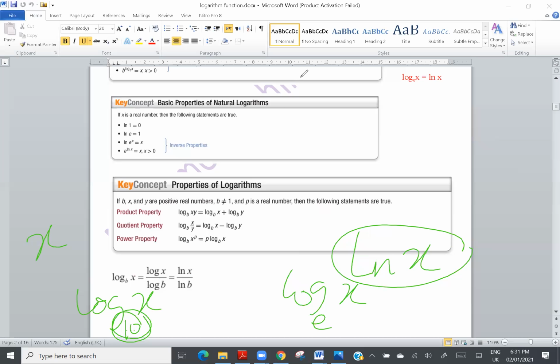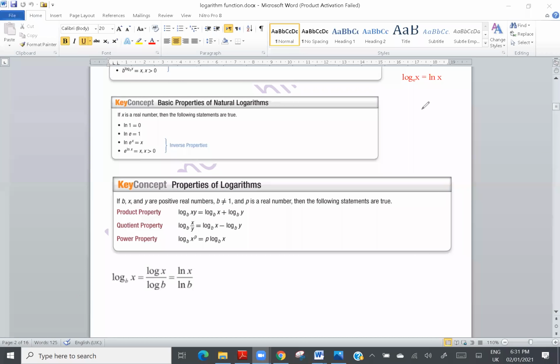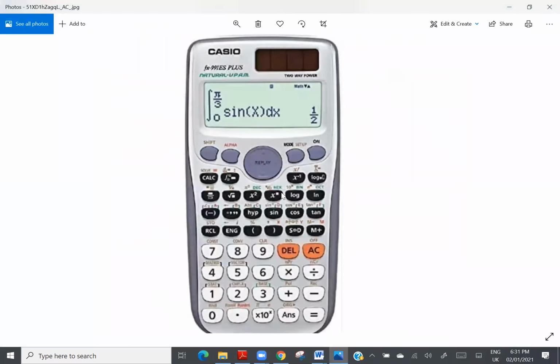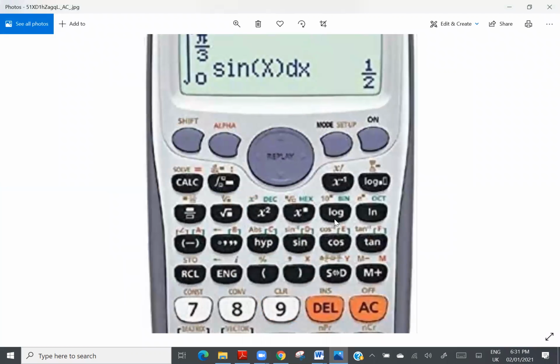So now I will show you the two buttons in the calculator that you need here. Look, this log button is for when the base is 10, just log without a base, so log 5, log 7, whatever you want. But this other button is used if you have a base and a power.